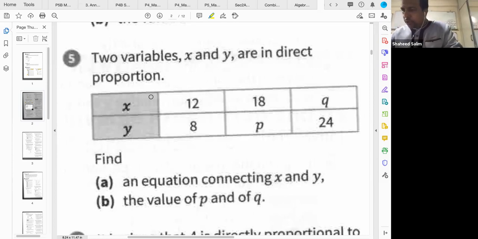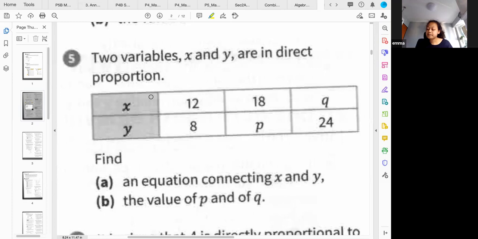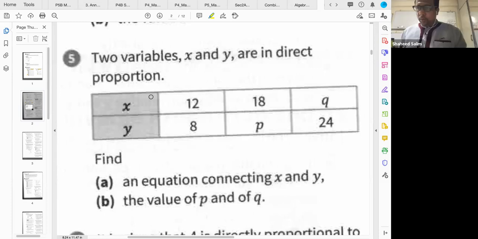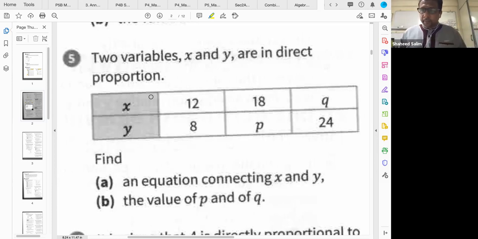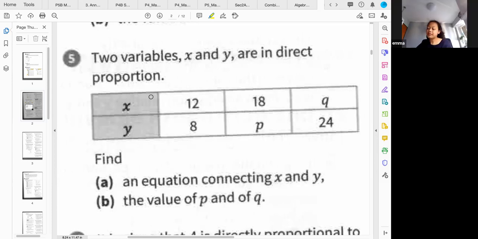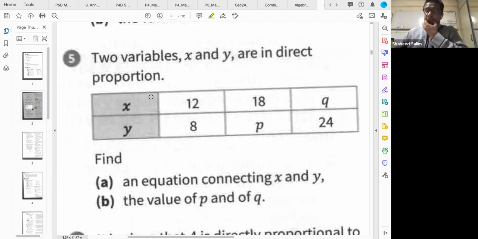Okay, you found your equation connecting the two? What's your equation? Y equals 2 over 3x. Well done. And P is? I didn't find it yet. Okay, well done, you're getting there.